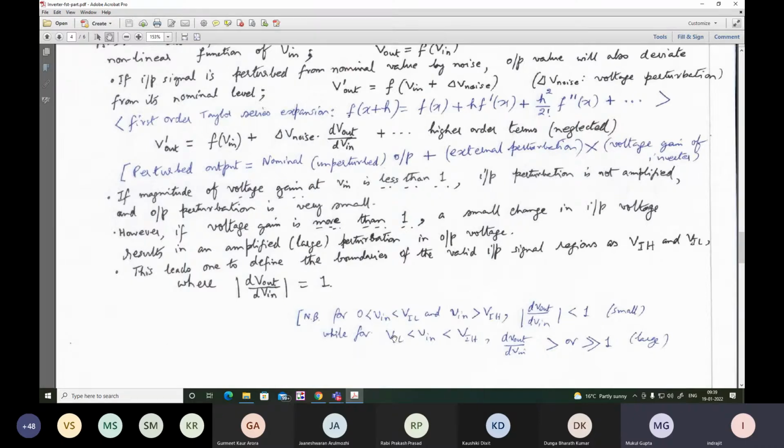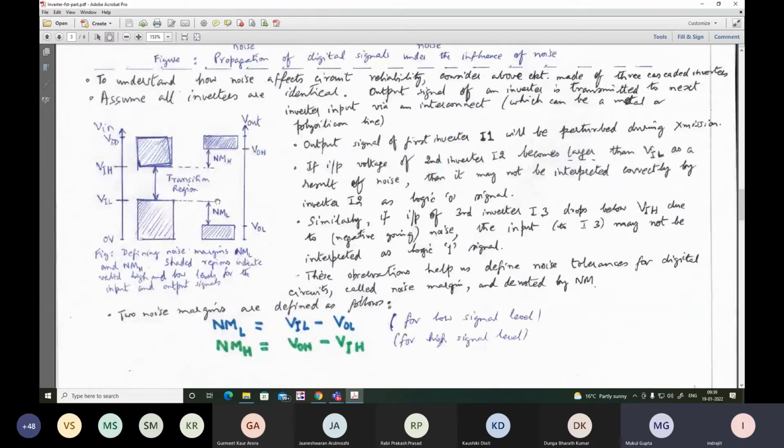If it happens to be in the transition region, the forbidden region, then dV out by dV in is greater than 1, or it can be much higher than 1 also, right? Large. That is here, somewhere here. So this is the transition region. If the signal goes there due to unchecked noise, then an error in reading the level will occur.